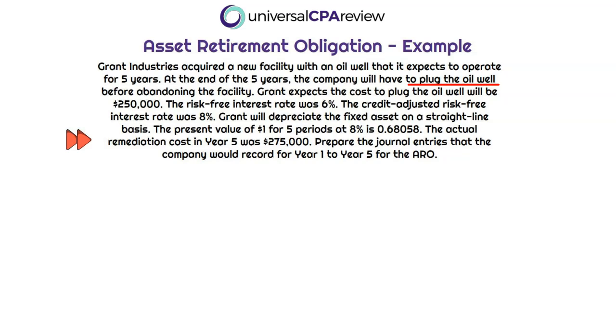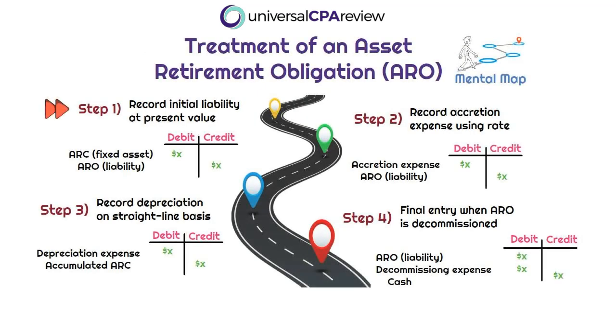Ultimately, we need to go through the journal entries that the company would record for each type of activity from years 1 to 5 related to this ARO. This example includes a ton of information, but you'll see how it all comes together and how it is all covered in our 4-step mental map. So let's start with step number 1, where we need to record the initial liability at its present value.